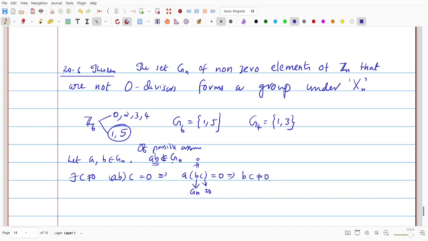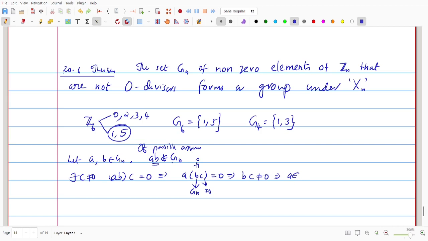By the definition of Gn, because Gn consists of the set of all non-zero elements which are not zero divisors, since B is a member of Gn and C is not equal to 0, B is not a zero divisor. So this shows that BC not equal to 0 by definition. Then this implies A is not an element of Gn.